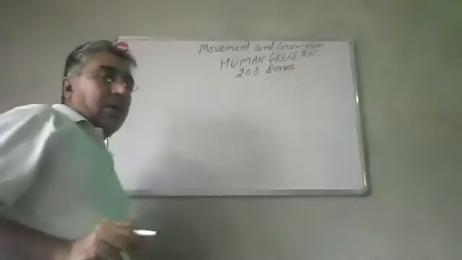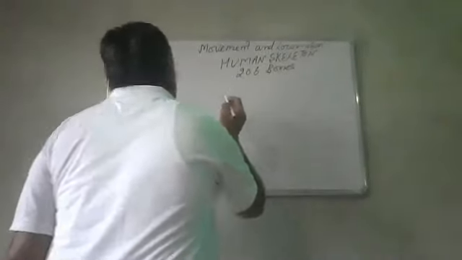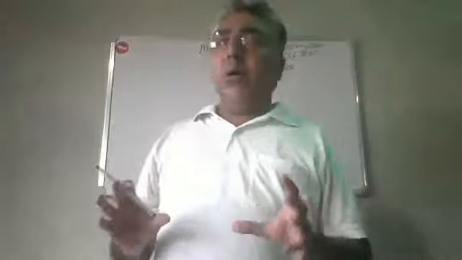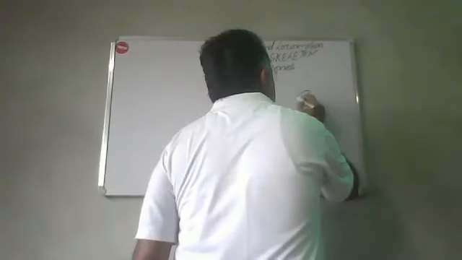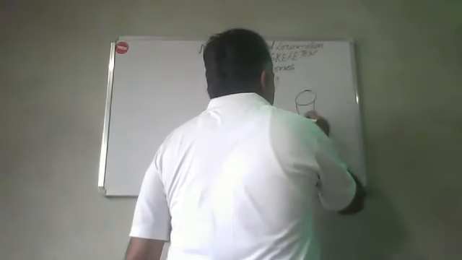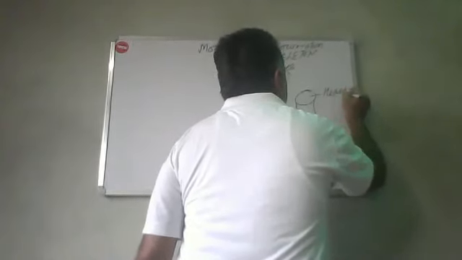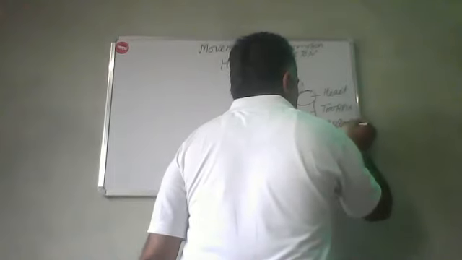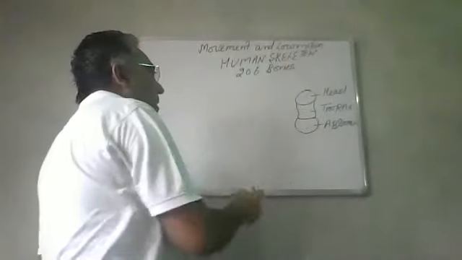Human skeleton has 206 bones. This you have to study under two headings: one is the axial skeleton and the other is the appendicular skeleton. As you know, the human body is divided into head, thorax, and abdomen. These are the three divisions. Head, thorax, and abdomen come under the axial skeleton.